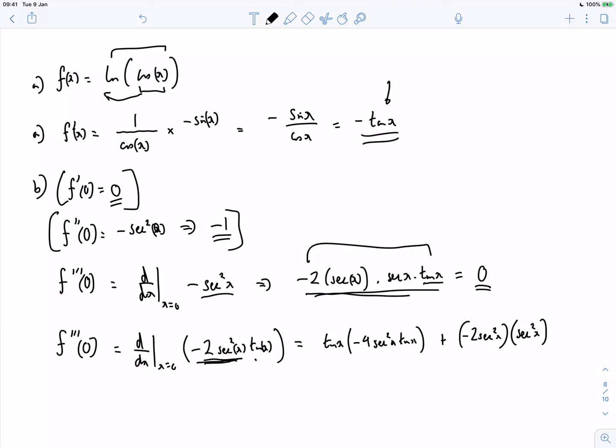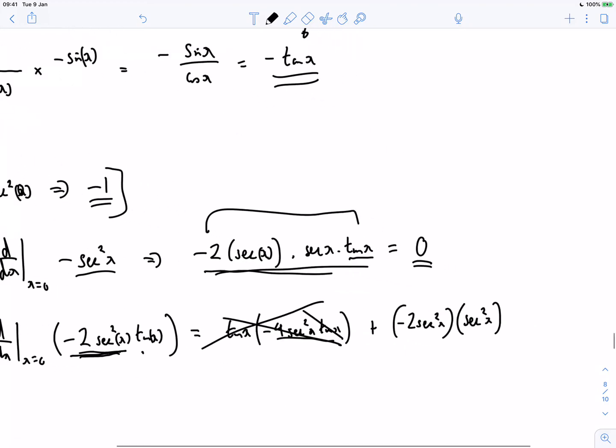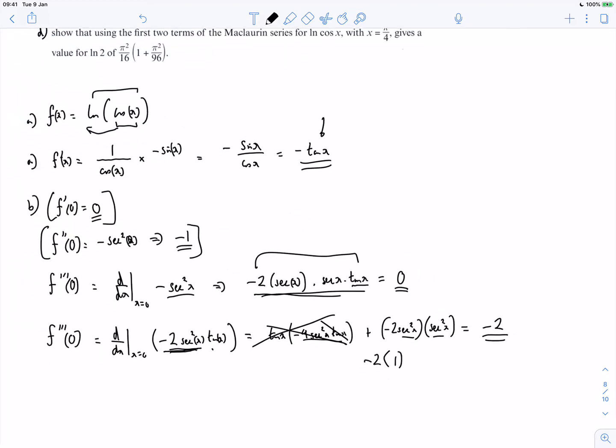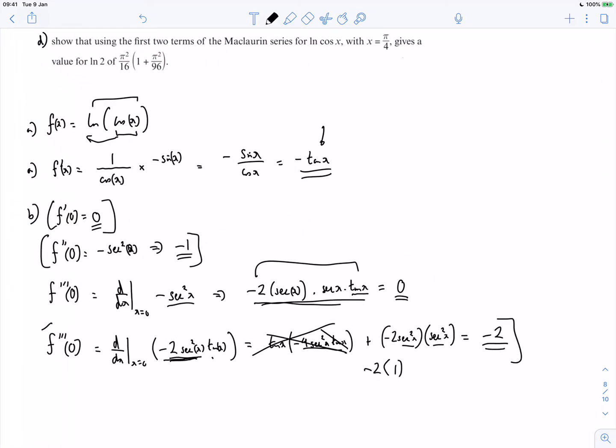When I substitute in 0, I've got a 0 there, which times everything by 0, so this whole term wipes out. And then I'm going to have minus 2 lots of sec squared times sec squared, so that's 1 times 1, so I've got minus 2 times 1, so I've got minus 2 popping out here. Okay, so let's highlight them to make them super duper clear.